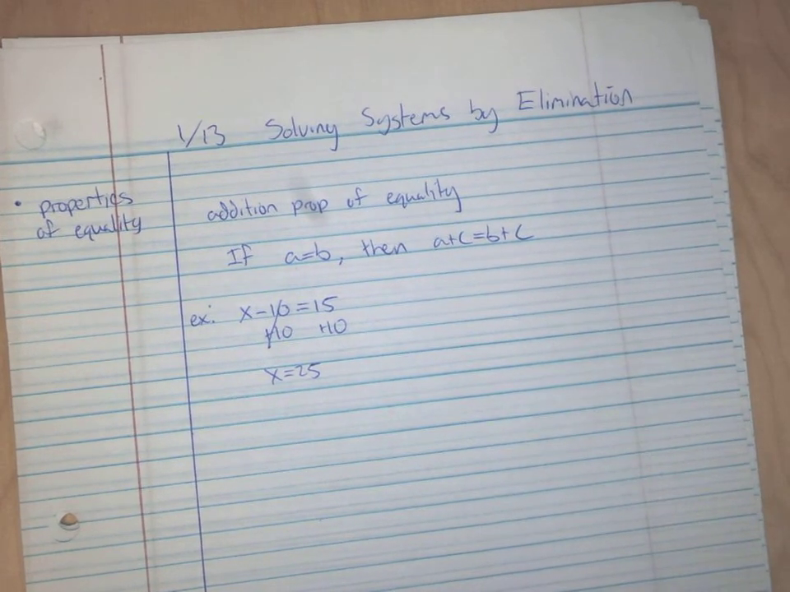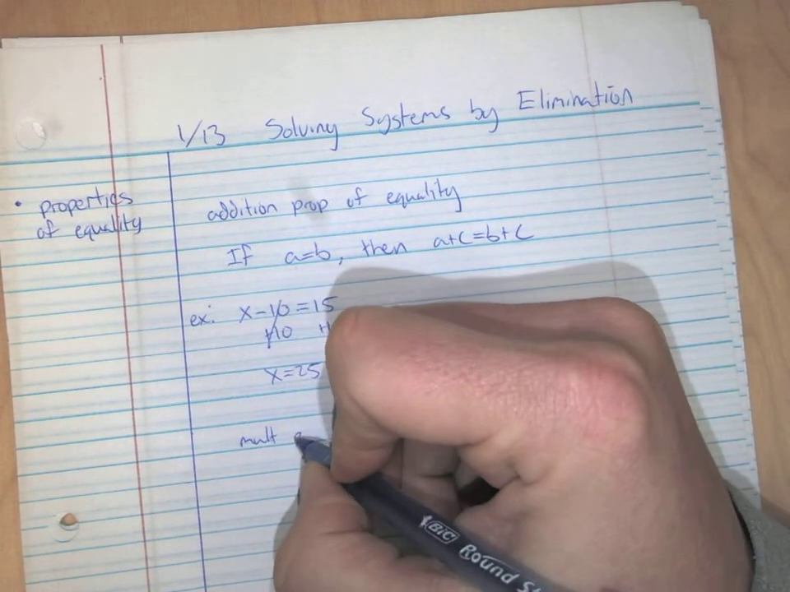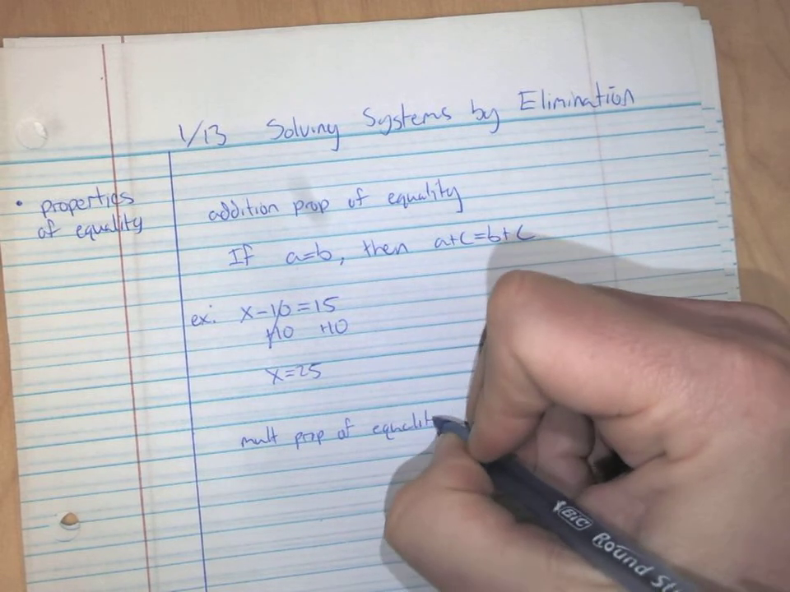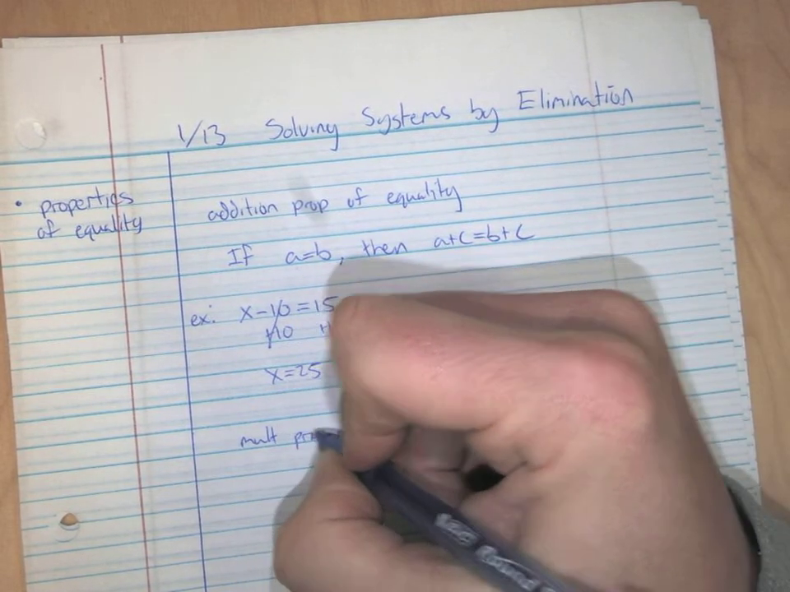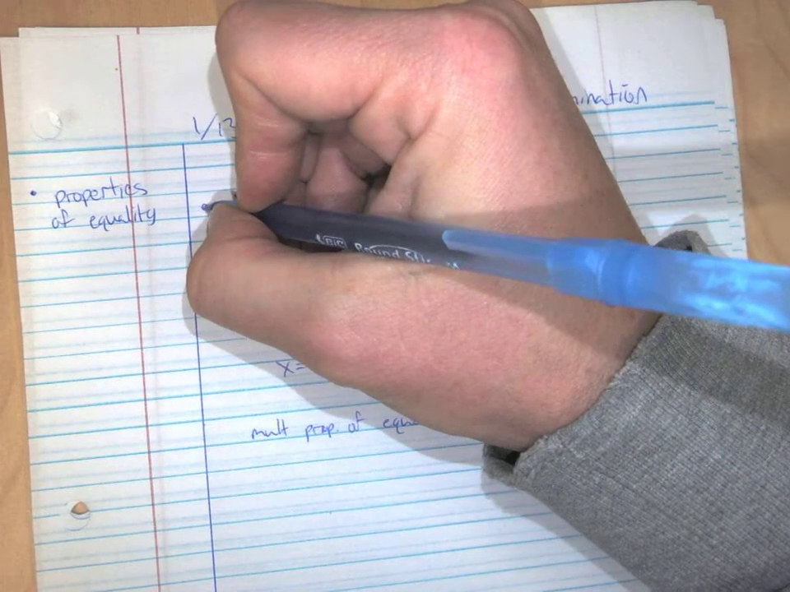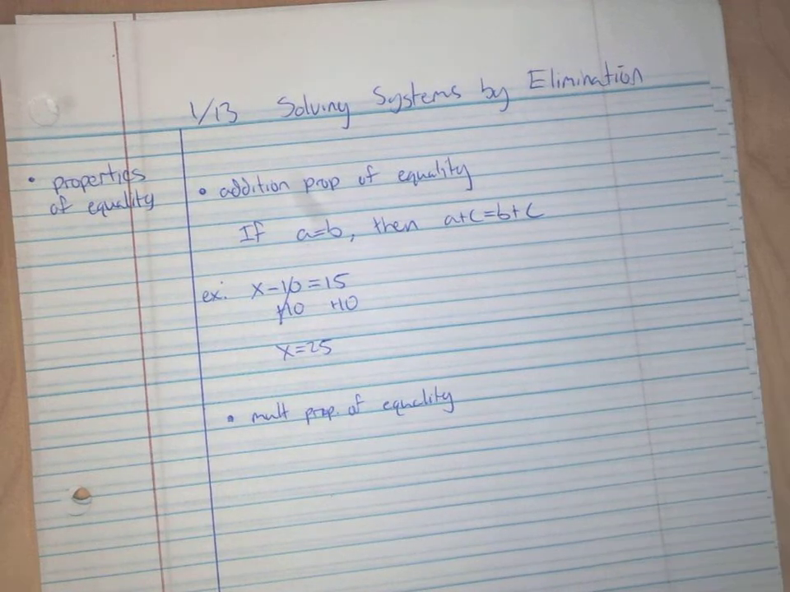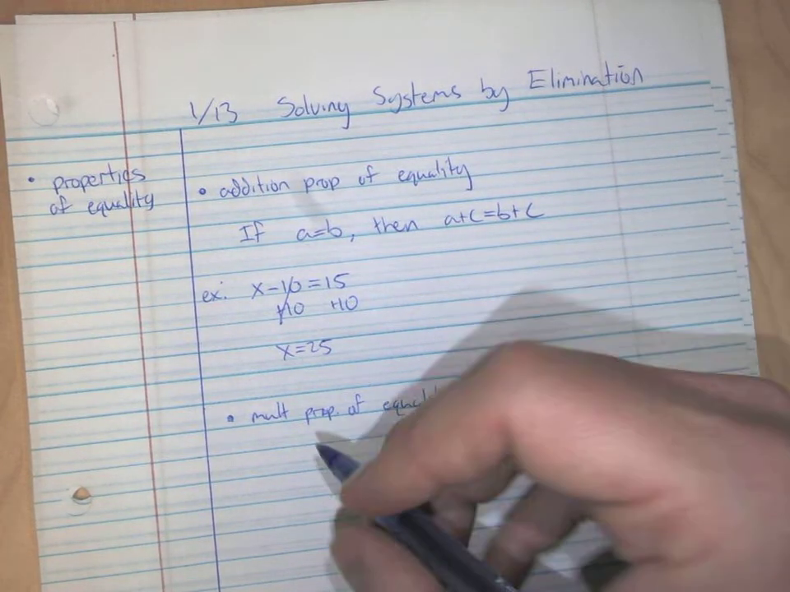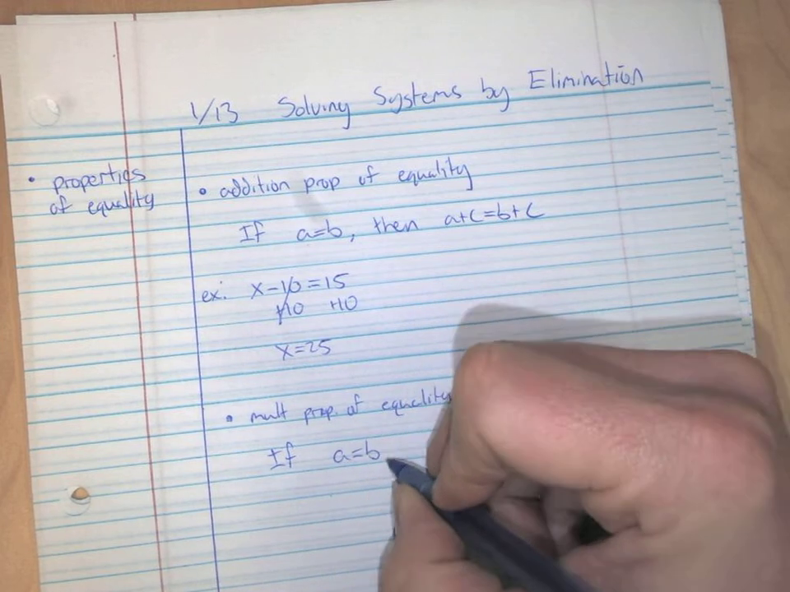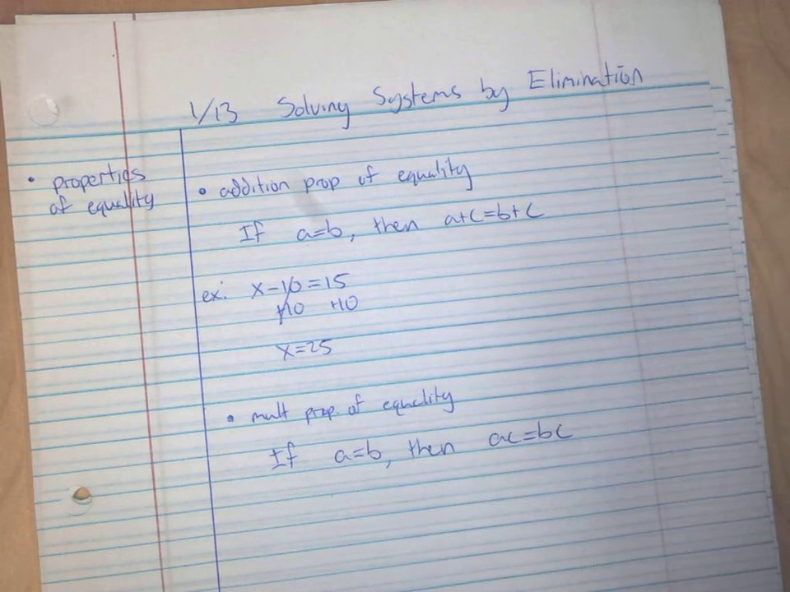That's an important property. Okay, let me give you another one here. The next one is the multiplication property of equality. And I'm just using some abbreviations here, which you're welcome to do too. So multiplication property of equality. Okay, now again I'm going to give it to you in symbol form, and then we'll use an actual example. So this is how it goes. If A equals B, then AC equals BC.